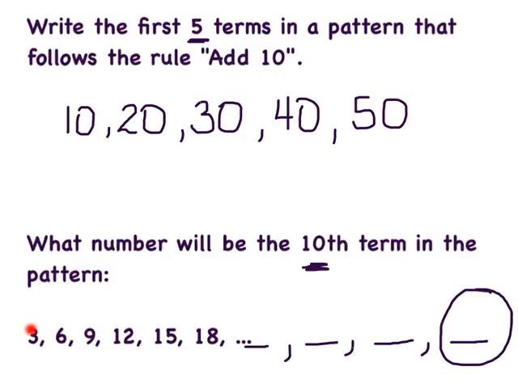So let's see. 3, 6, 9, 12. Do we see the pattern yet? 15, 18. Oh, I'm skip counting by 3. So if I know my multiplication facts, it would be real easy to see that those are the 3s. 3, 6, 9, 12, 15, 18, 21, 24, 27, and 30. So the answer they're looking for is 30.